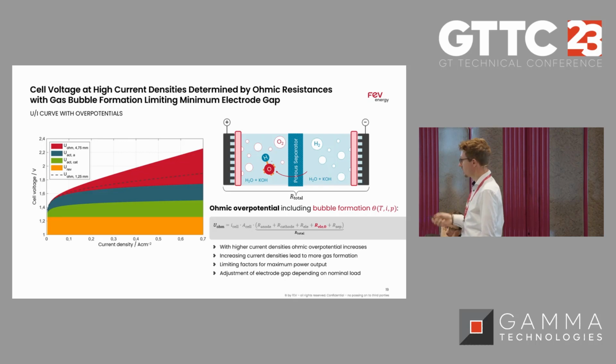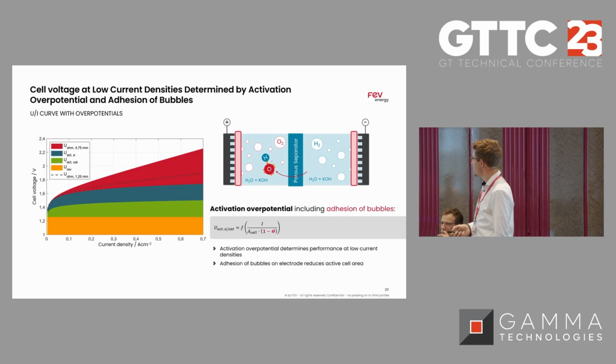And then at lower loads, the green and bluish colors are the activation overpotentials that lead to the increase in cell voltage. Here again, it's very crucial to take the bubble creation into account, since it reduces our active cell area when all these bubbles are attached to the surface.